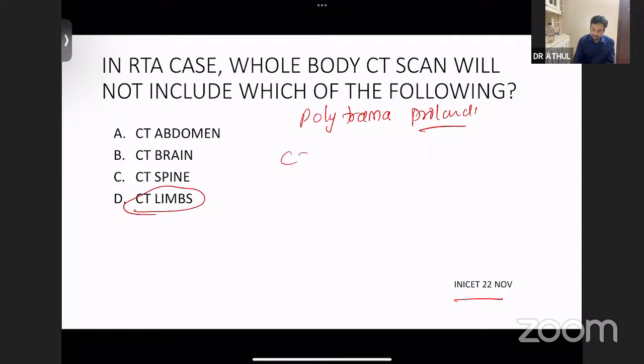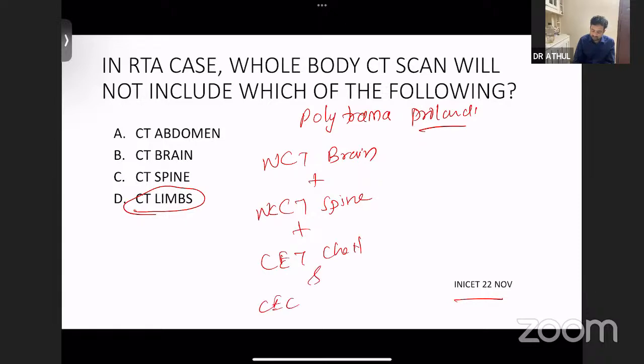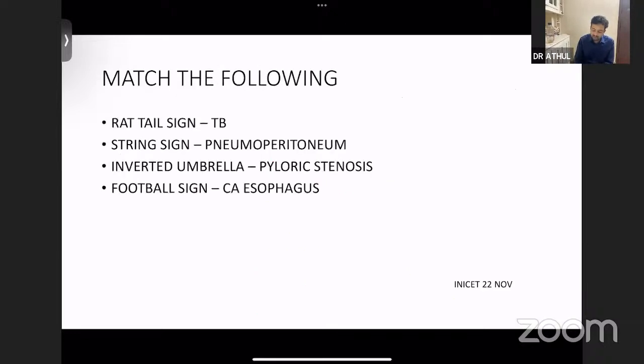What we will do is we will do a non-contrast CT brain, non-contrast CT spine, plus contrast CT chest, and contrast-enhanced CT abdomen. Okay, so these are the four parts we will take. We will take brain, spine, chest, and abdomen to rule out any major organ injuries, rib fractures, vertebral fractures, as well as cerebral hemorrhage. So this is the point you should remember. We won't be taking limbs. Okay, so I hope that is clear.